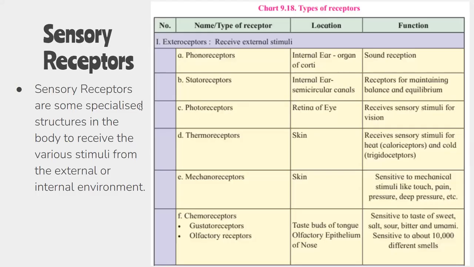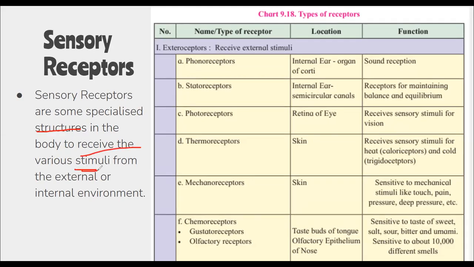Moving to the sensory receptors, these are some specialized receptors which will help in receiving information from the external or internal environment. So sensory receptors, which are specialized structures in the body, will receive various stimuli, either from the external or internal environment. Depending upon the name of the receptors, you see their function also.